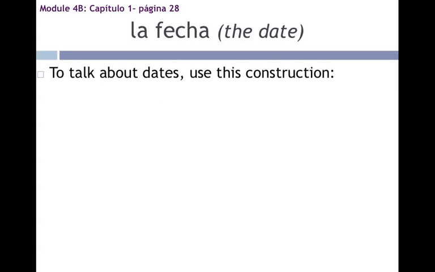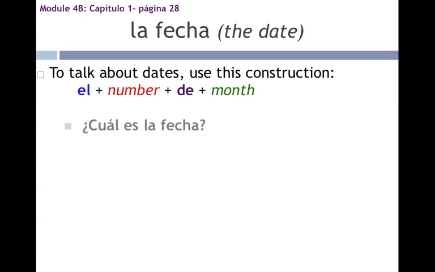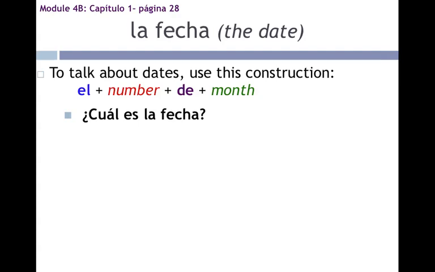We can kind of think of writing the date like using a formula. To talk about dates, use this construction: el plus number plus de plus month. If you heard the question, ¿Cuál es la fecha?, which is the date, you would answer, es el 4 de febrero, for example. So repitan, por favor. ¿Cuál es la fecha? Es el 4 de febrero. It's the 4th of February.